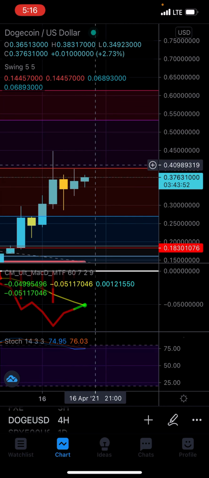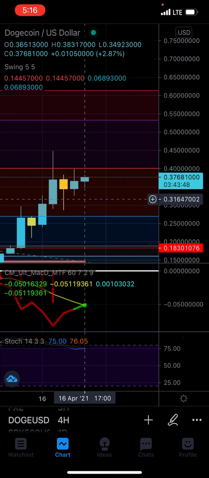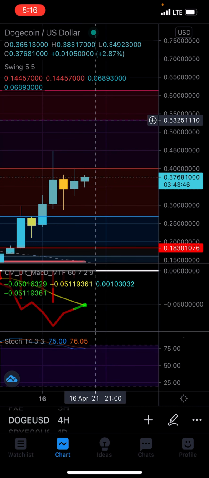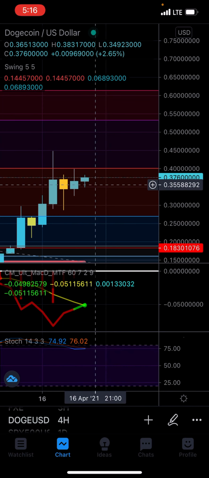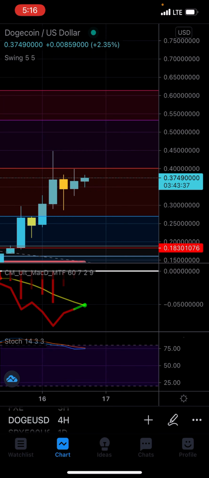If Dogecoin breaks 40 cents and it just shoots up, completely disregard this TA and focus on the next level of fib, which is 53 cents. But if for the next couple of hours Dogecoin starts trading sideways or starts going down a little bit, that's how you know that we have a problem.